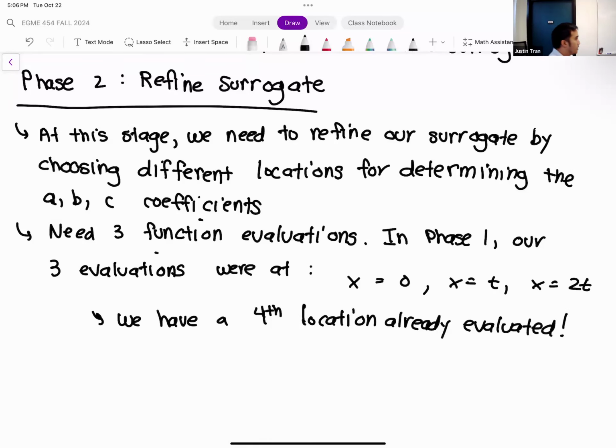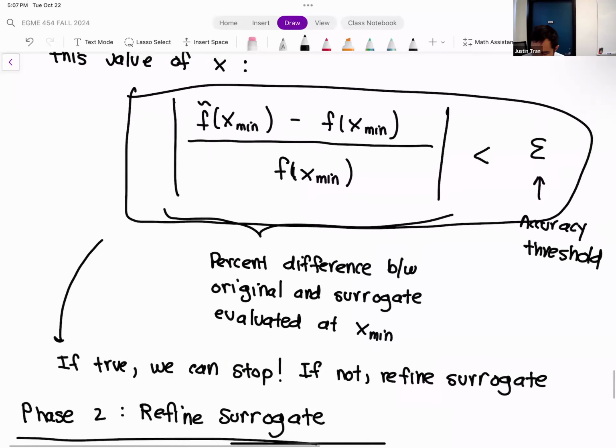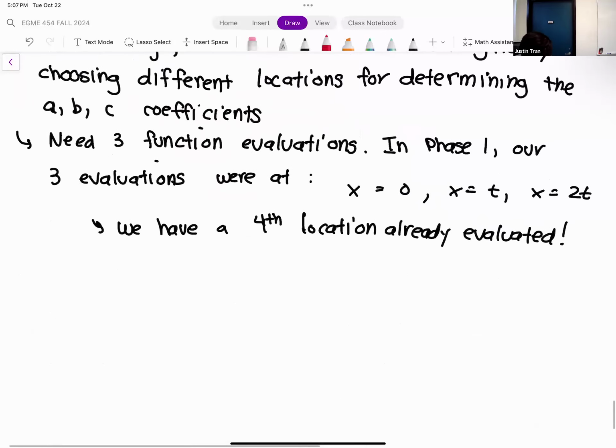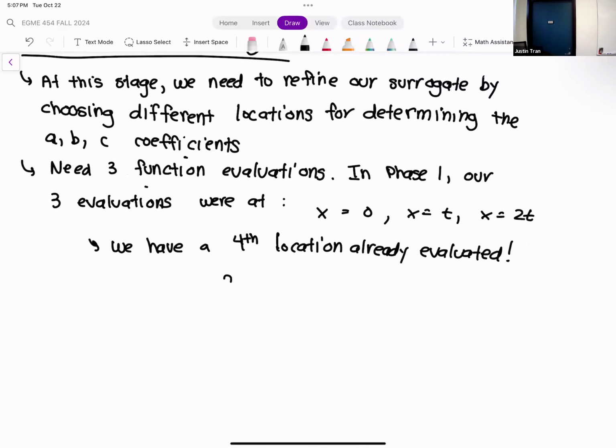Okay. It was a little bit sneaky, but we did actually evaluate a fourth location already. And we actually just did it. If we scroll back up here, when we evaluated our accuracy threshold, as part of computing the accuracy threshold, we had to evaluate our original objective function at x min. We already have f of x min, where x min is our current best guess for the minimum of our objective function.